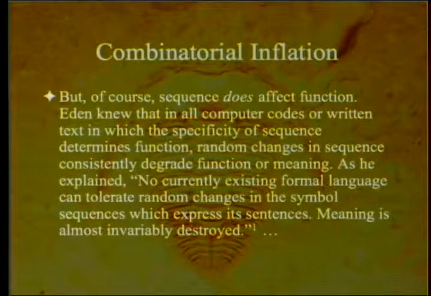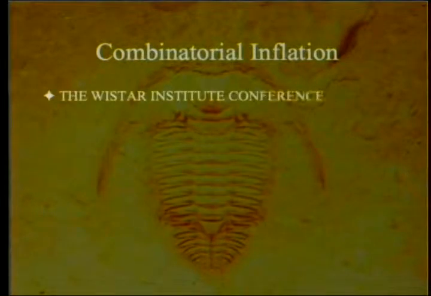Eden knew that in all computer codes or written text in which the specificity of sequence determines function, random changes in sequence consistently degrade function or meaning. That is to say, deleterious mutations are far more common than advantageous ones. No currently existing formal language can tolerate random changes in the symbol sequences which express its sentences. Meaning is almost invariably destroyed.